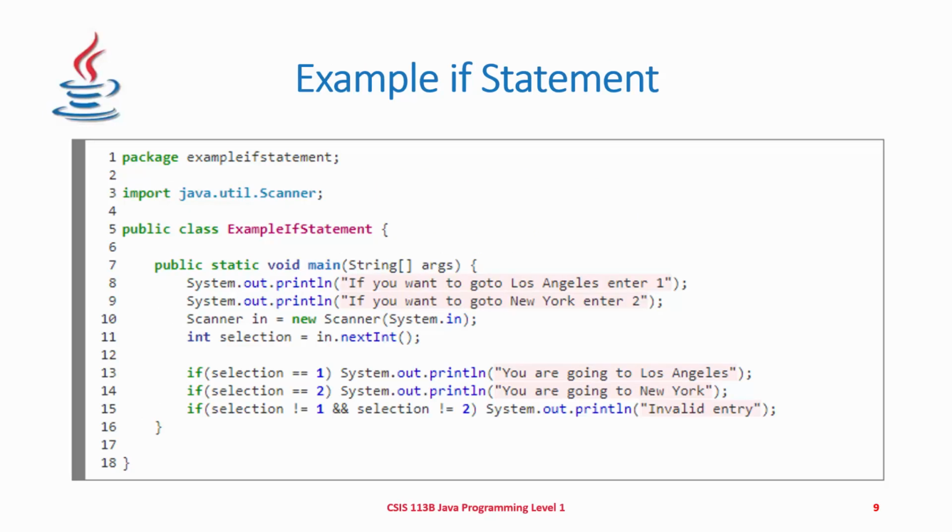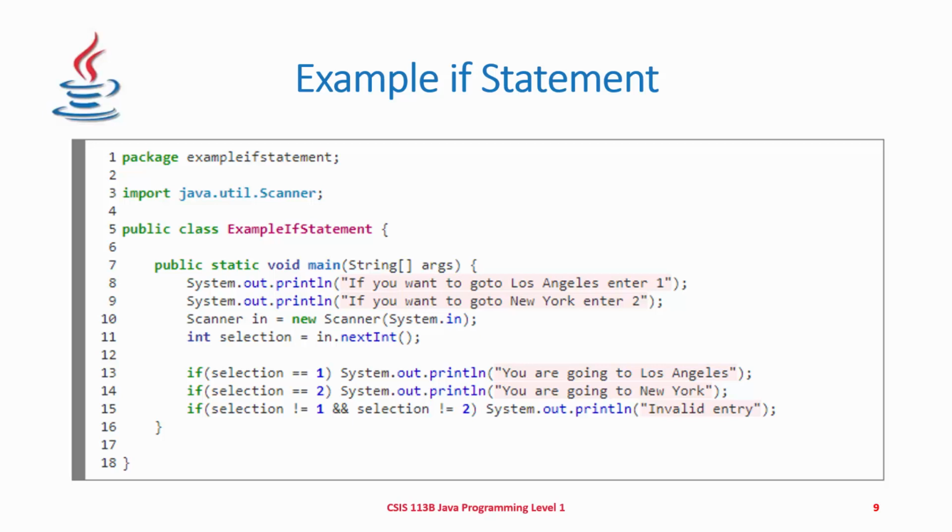Here's an example if statement in code. This is using our Los Angeles or New York example. So the first couple of lines just print to the screen: Do you want to go to LA or do you want to go to New York? If you want to go to LA, enter 1. If you want to go to New York, enter 2. Then we take input from the keyboard. We assign that input to an integer variable, selection.